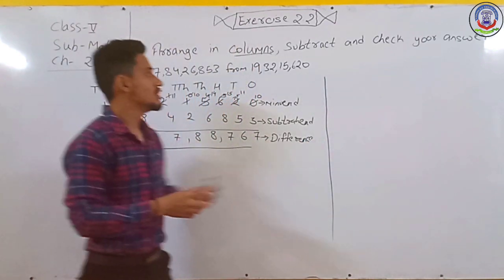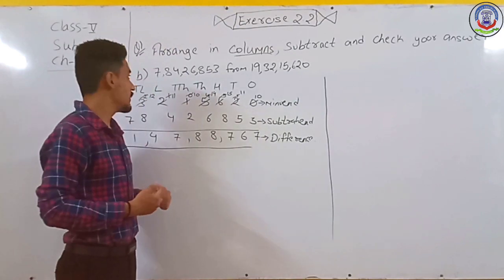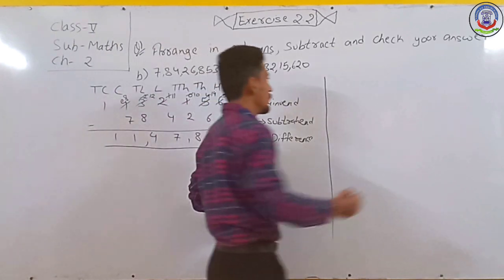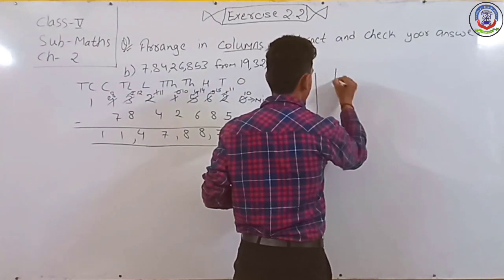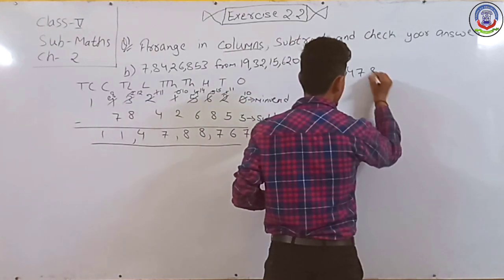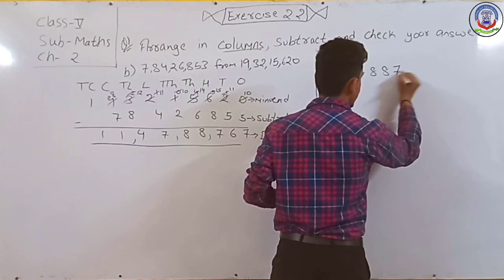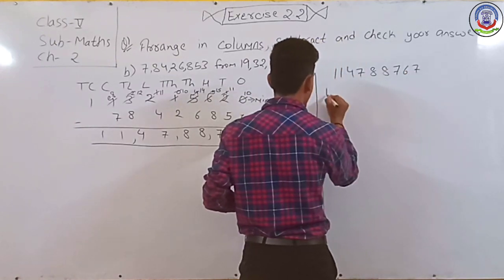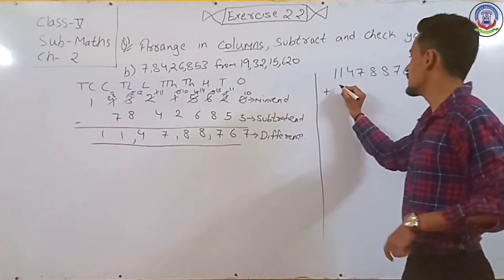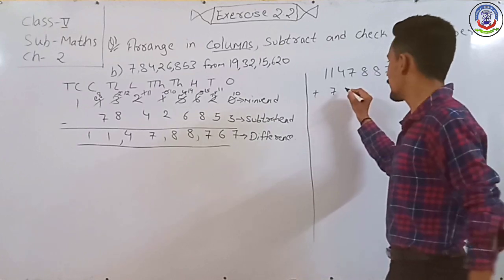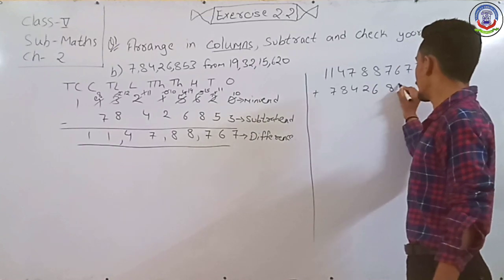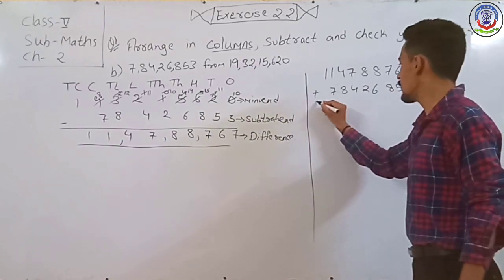So now we have to check the answer. As we do in addition, we have to add the difference and the subtrahend. So we write first the difference, which is 11 crore 47 lakh 88,767, and we have to add the subtrahend. So we write 7 crore 84 lakh 26,853. So we have to add this.